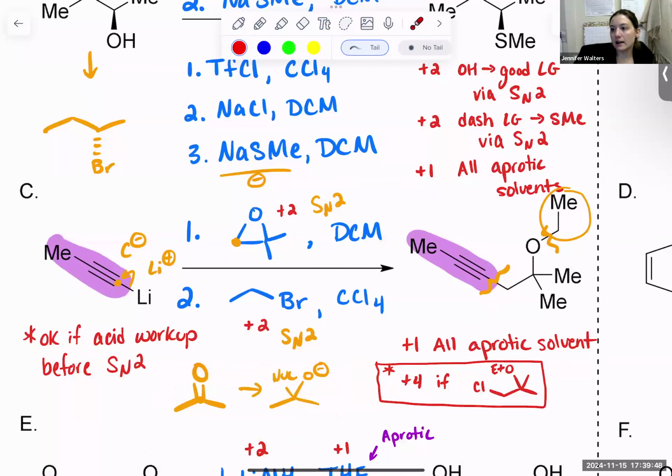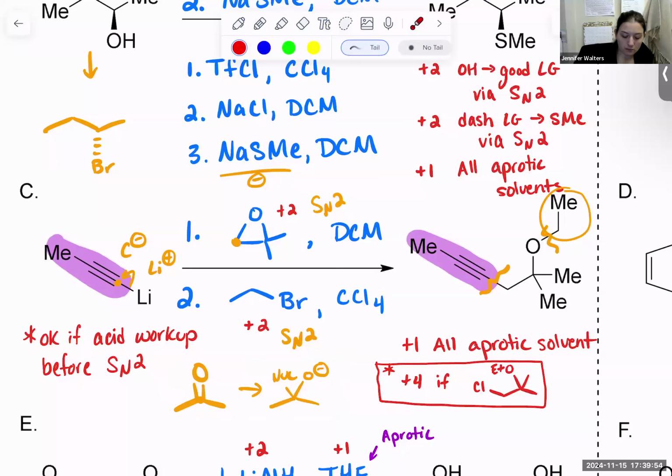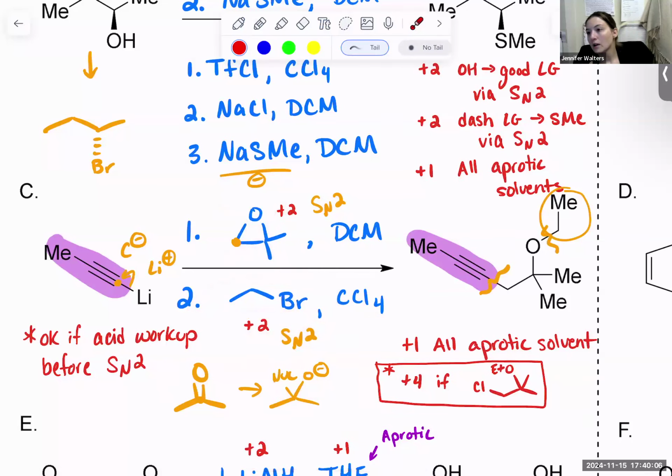So if you did everything correct to make this, so you did all the right solvents, then you received 3 points, because basically you lost 2 points for not recognizing you need the epoxide, but you received the 2 points for the alkylation, and you received 1 point for appropriate solvents. Yeah, those were the partial credits that were being awarded for part C. Any questions about that one?